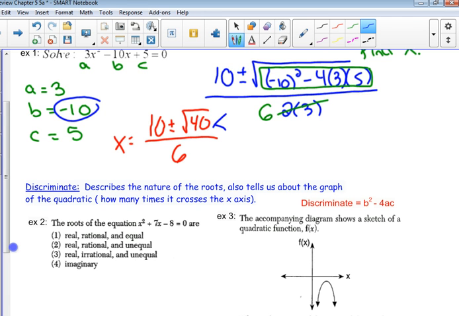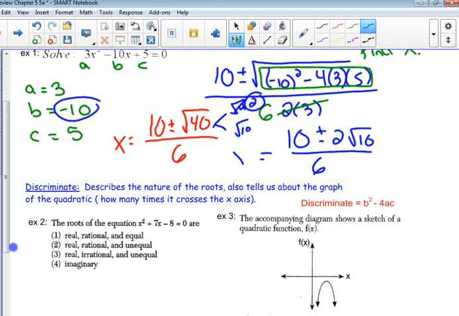So, simplest form, you're going to reduce your radical. What is the greatest square factor of 40? Good job, it was 4 and 10, and that becomes a 2. We should have 10 plus or minus 2 radical 10 over 6, and make sure when you reduce it, you reduce all three of them. 2 goes into 2 once, 10 becomes a 5, and the 6 becomes a 3. So it should be 5 plus or minus radical 10 over 3.